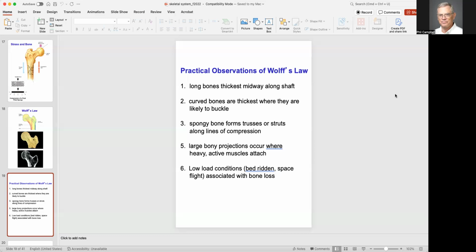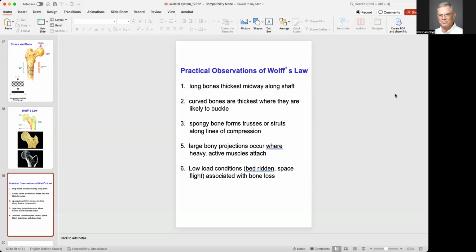And large bony projections. Remember, I mentioned the trochanter on the end of the head of the femur. This is where a big butt muscle is connected. That muscle wants to rip that bone off. And in order to resist those stress forces, the bone remodels to have greater bone there.